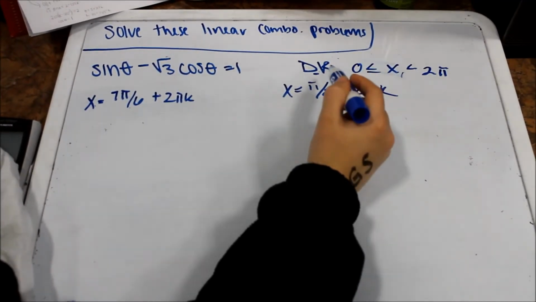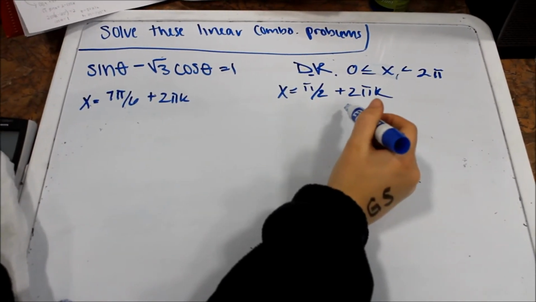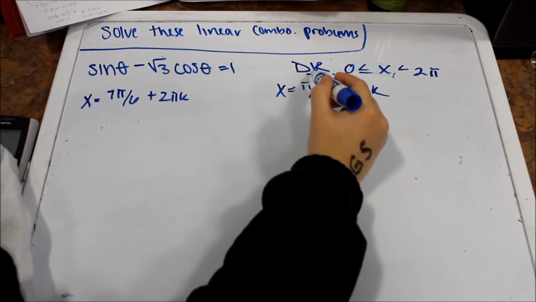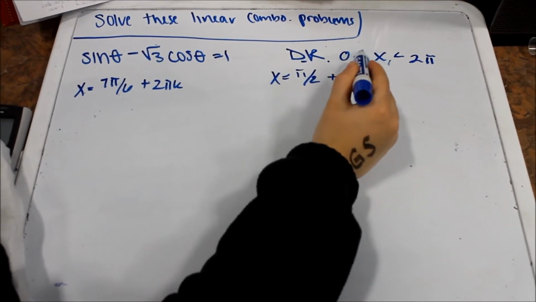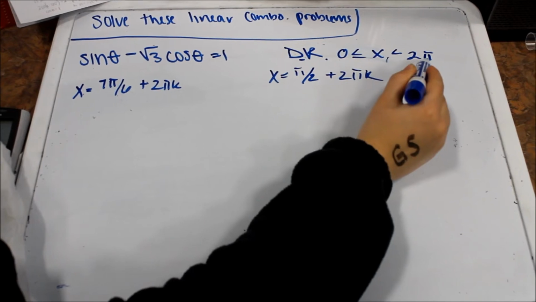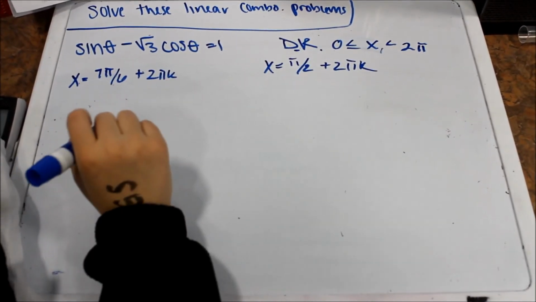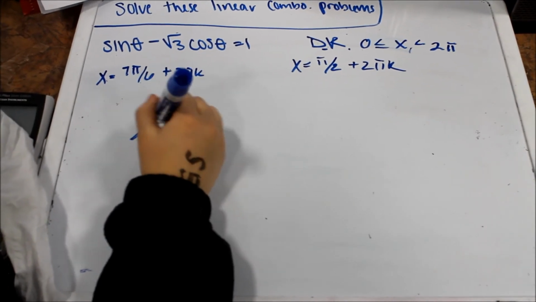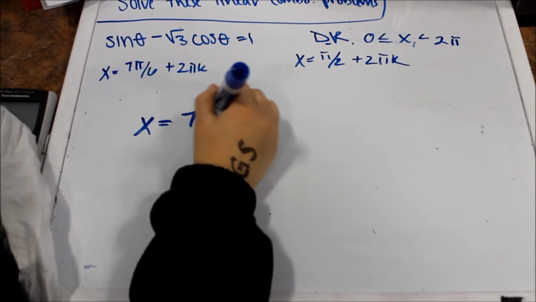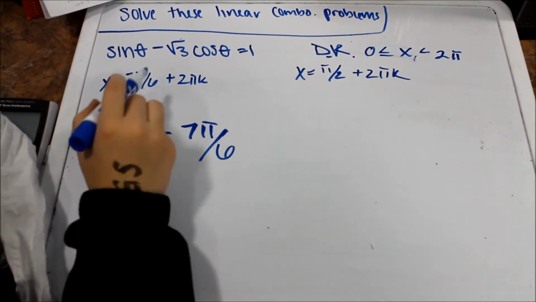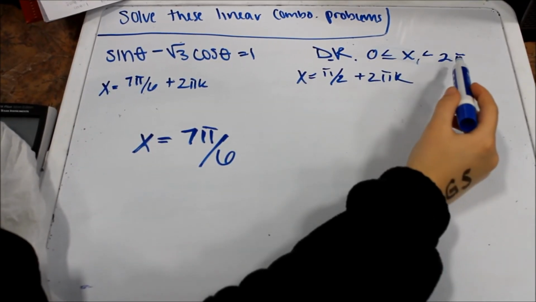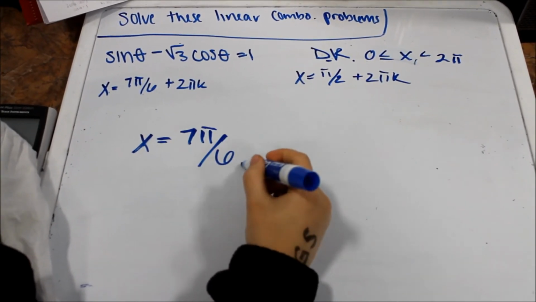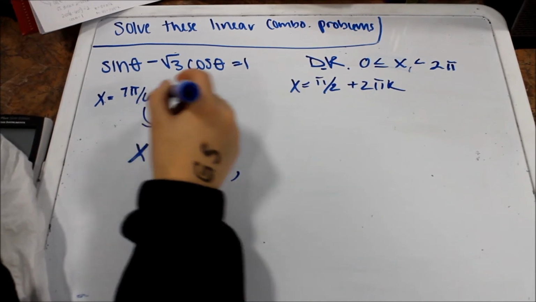Alright, so from these two general solutions, and from our domain restrictions of 0 less than or equal to x less than 2 pi, we can find our final answers. So in this equation, we have x is equal to 7 pi over 6. And if we try to add 2 pi k, it'll be over our domain restriction, so that's the only answer we can get from this equation.